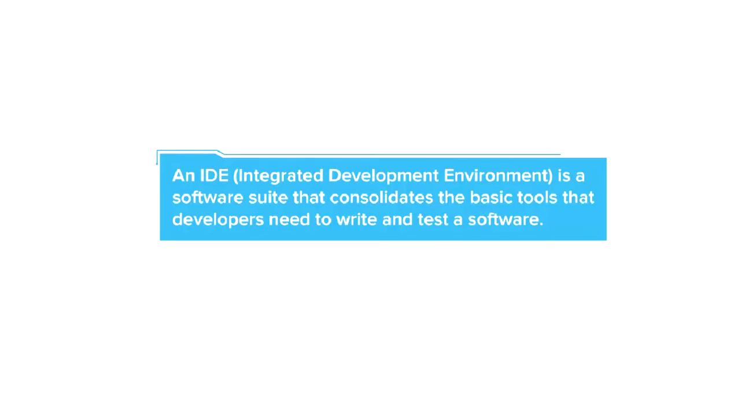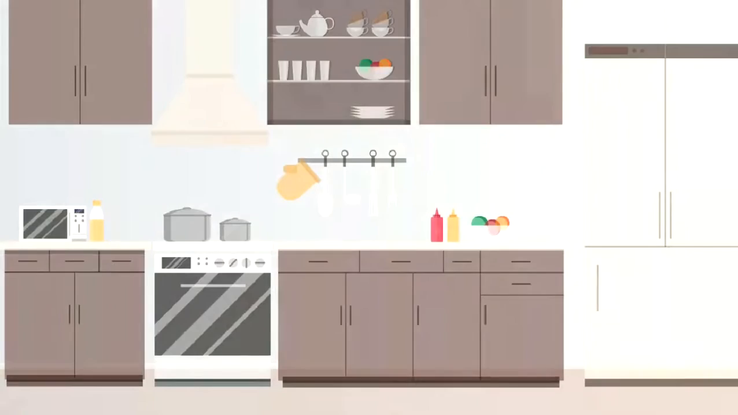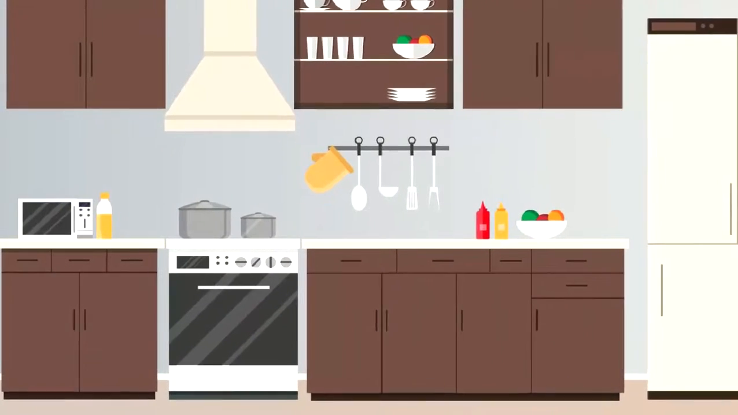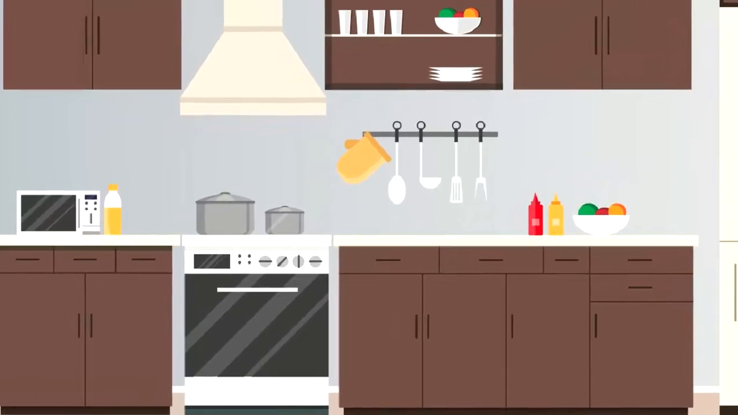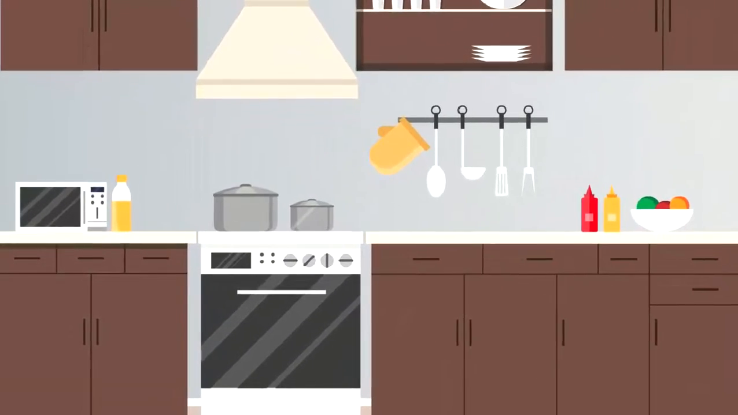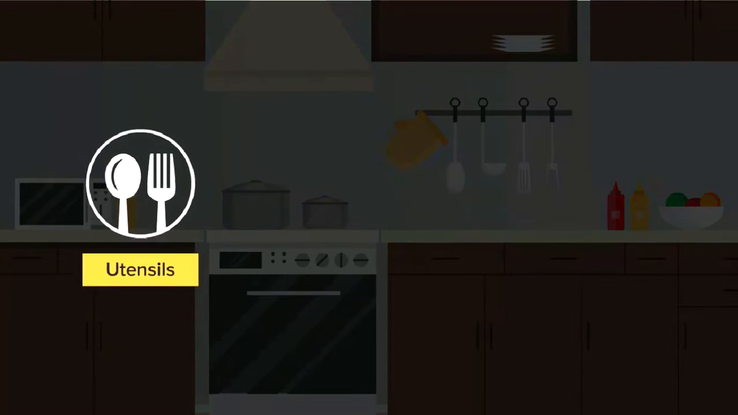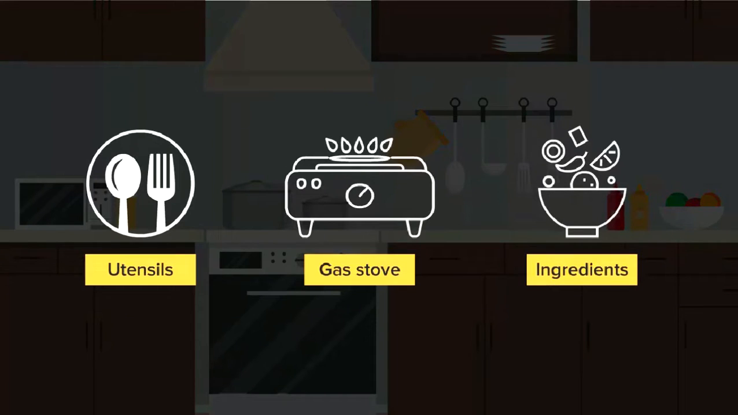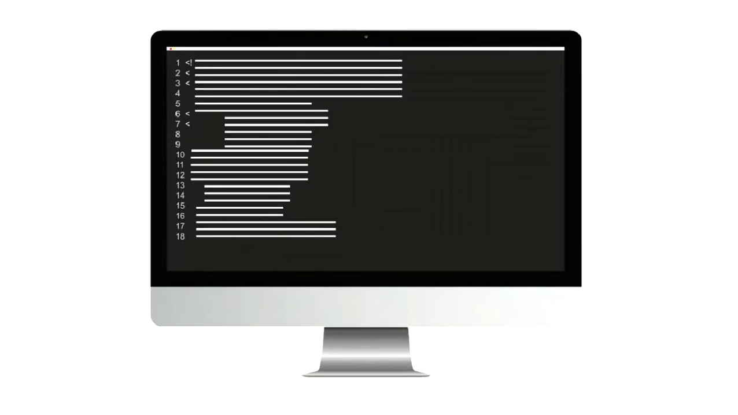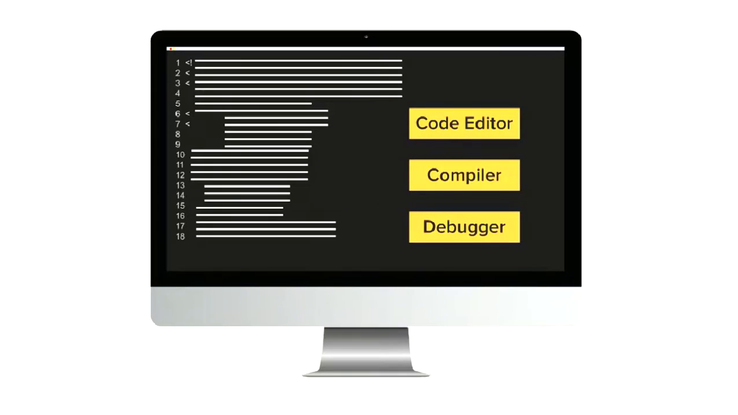Let's take the example of cooking to understand this better. When we want to cook a dish, we go to the kitchen. Why? Because the kitchen is the place where all the equipment which we need to cook the dish, that is utensils, gas stoves and ingredients of the dish, are available at one place. In a similar manner, to write a program, we need an IDE that consolidates the basic programming tools such as code editor, compiler and debugger.